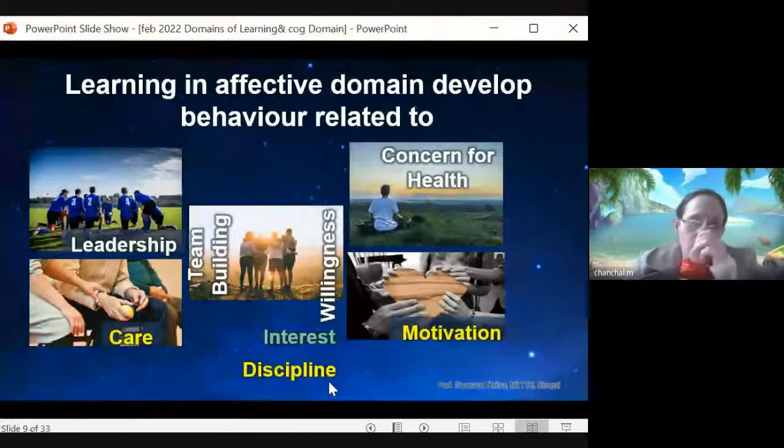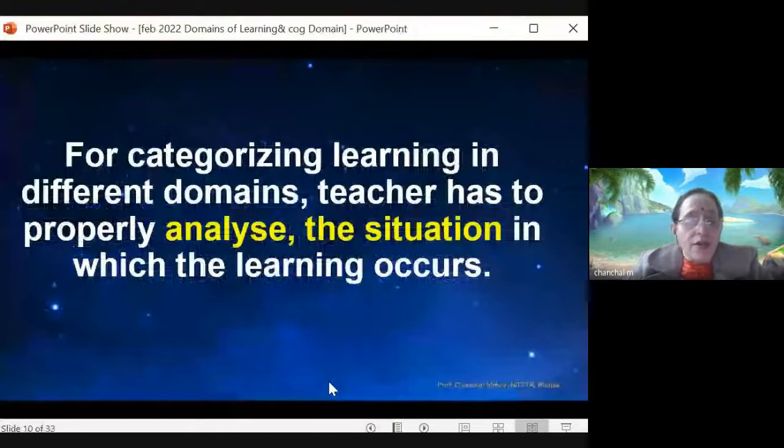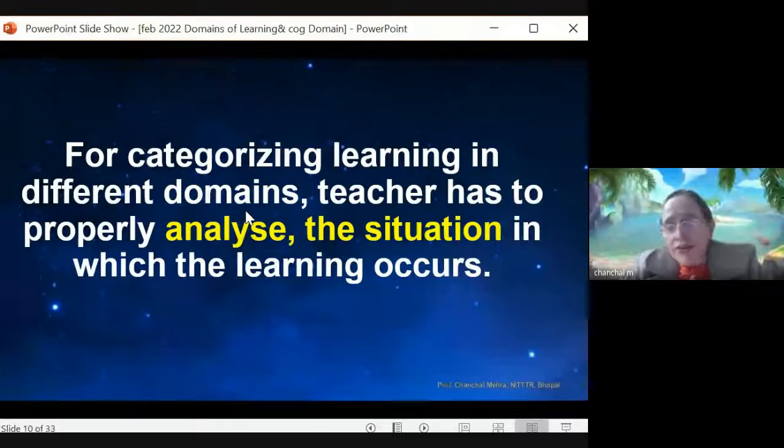So by now you are familiar with all these three domains. One of the major things a teacher must understand is that they must be able to categorize the learning into the different domains. For this, they need to analyze the situation in which the learning has to occur on the part of the students. I will explain this with the help of three different examples, and that will make things clearer.